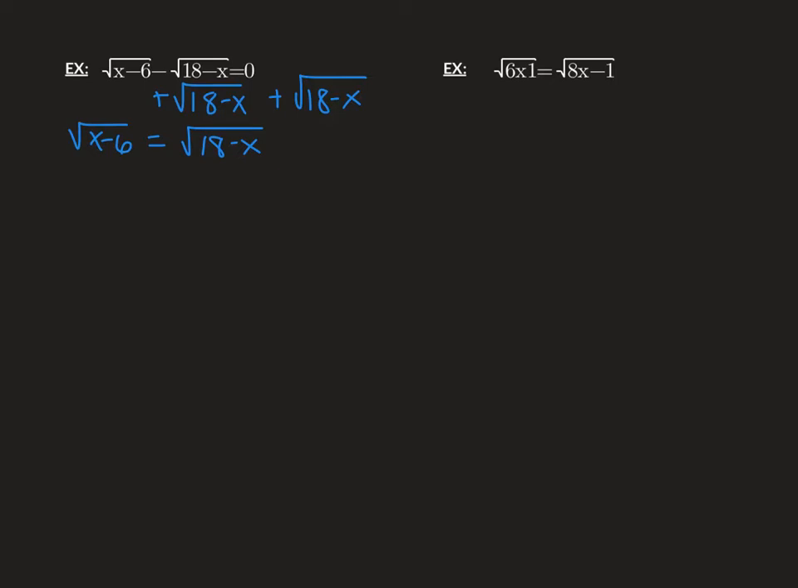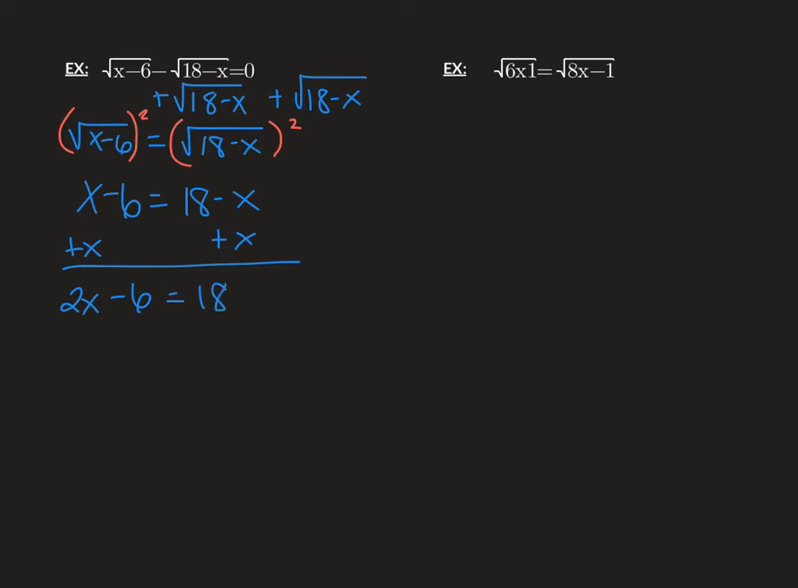How'd you do so far? Okay. Second step is to undo. And I know to undo a radical, I'm going to square both sides. Okay. And in squaring both sides, undoing the radical, I get x minus 6 equals 18 minus x. And now I just need to solve the equation. So going through, I'm going to add x to both sides so that I can get all my x's on one side of the equation. 2x minus 6 equals 18. I'm going to add 6 to both sides. So we get 2x equals 24. And then I'm going to undo this by dividing by 2. So we get x equals 12.